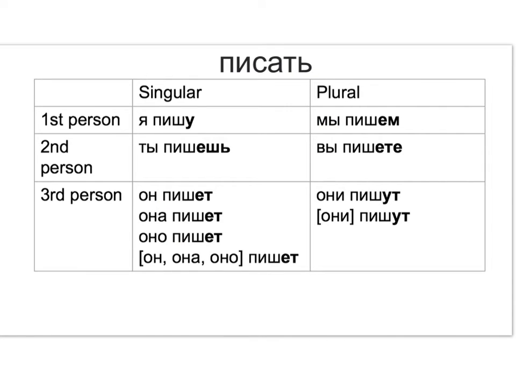The verb писать, to write, is also the first conjugation pattern. Я пишу. Ты пишешь. Он, она, оно пишет. Мы пишем. Вы пишете. Они пишут. Notice how it follows a similar pattern to жить and читать.